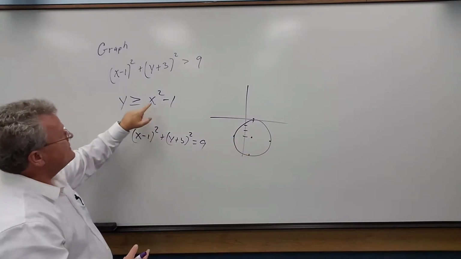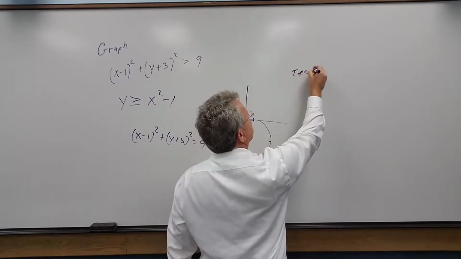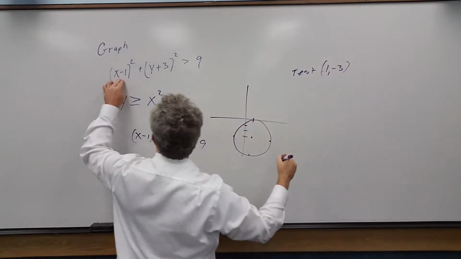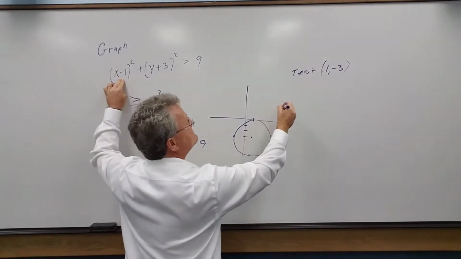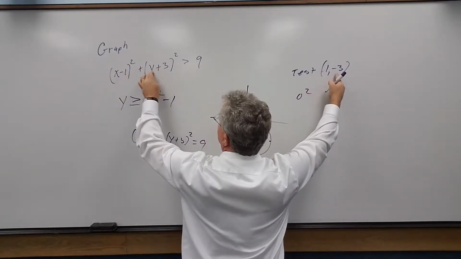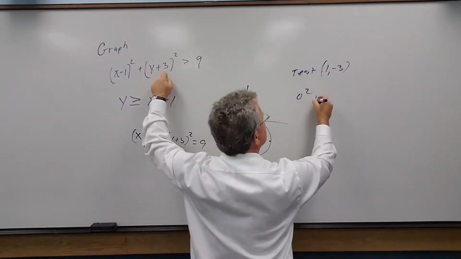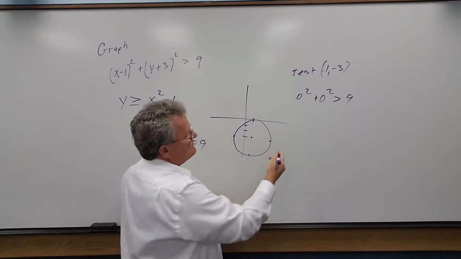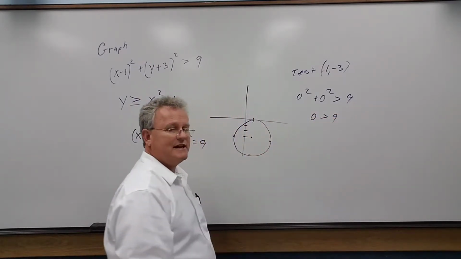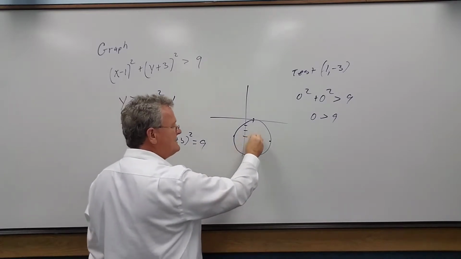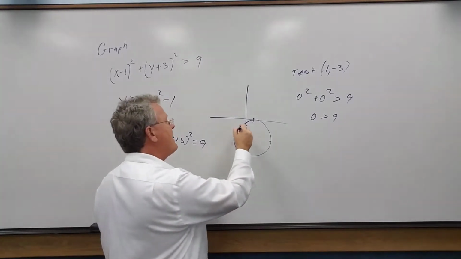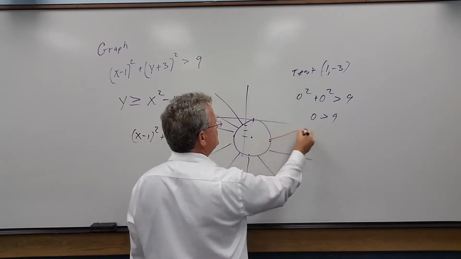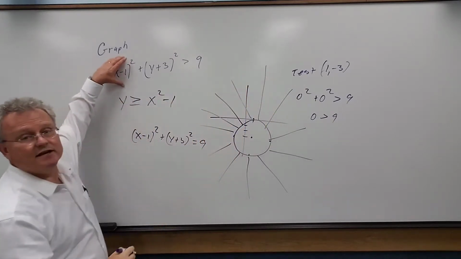If I test the point (1, negative 3), well, when I plug it in here, we get 1 minus 1 is 0. When I plug in negative 3 plus 3 is 0. And what we want to know is, is this result bigger than 9? Well, we get 0 is bigger than 9, which is certainly not true. So because the point inside the circle did not work, that means every point outside the circle will work. So this is the solution to just that inequality.